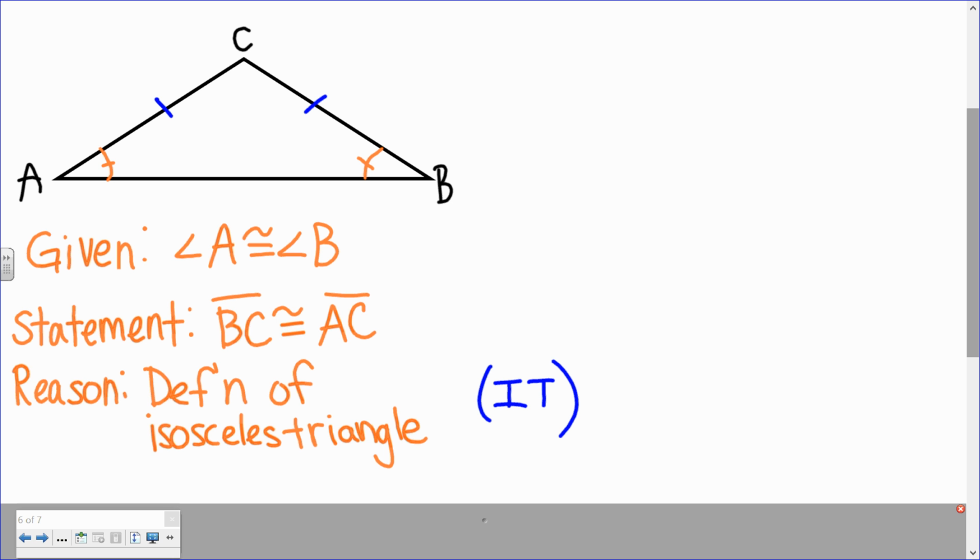You may have other lines going through this triangle ABC to divide it into smaller triangles. You're not talking about definition of isosceles to get an angle or a side in one of those little triangles compared to an angle or a side in another little triangle. If you use IT, you have to just be looking at one triangle, so ignore any lines that go through it.